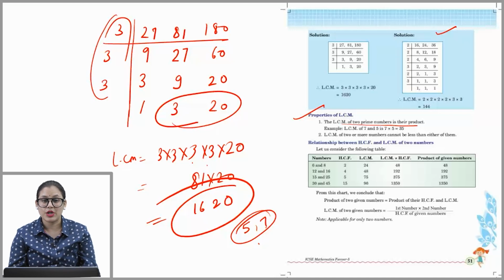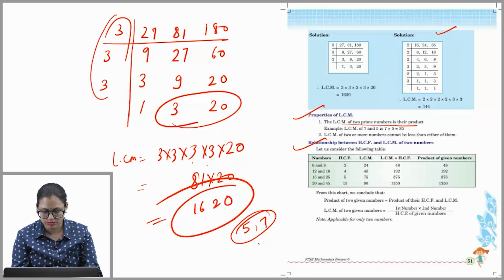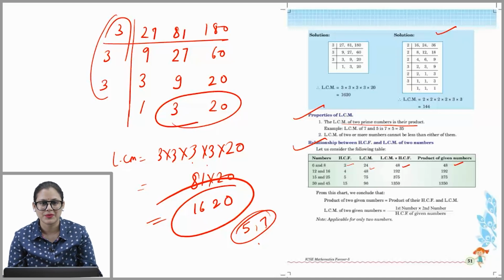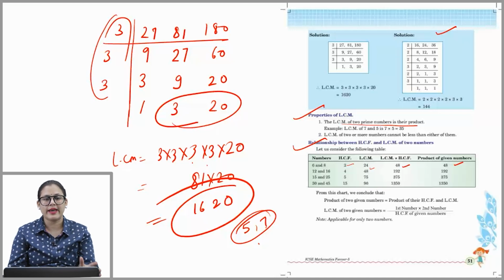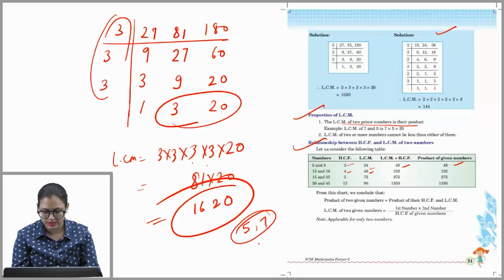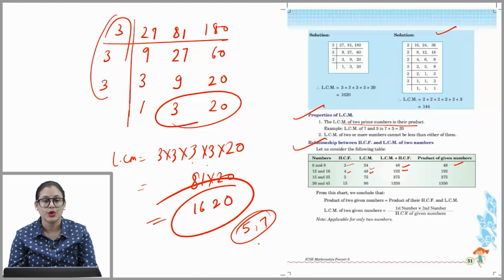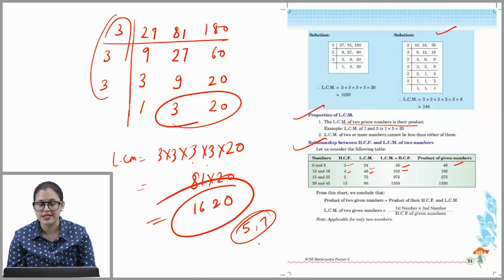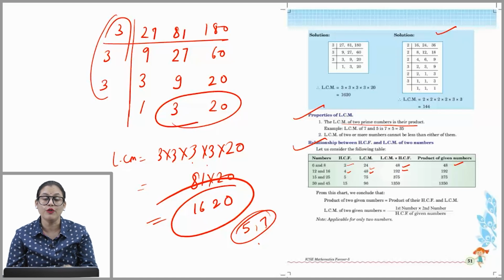Now, relationship between HCF and LCM of two numbers. Let us consider the following table. See, numbers 6 and 8, their HCF is 2, LCM is 24 and LCM into HCF is 48 and product of the given numbers is 48. Similarly, 12 and 16, these are the numbers, HCF is 4, LCM is 48 and LCM into HCF is 192.